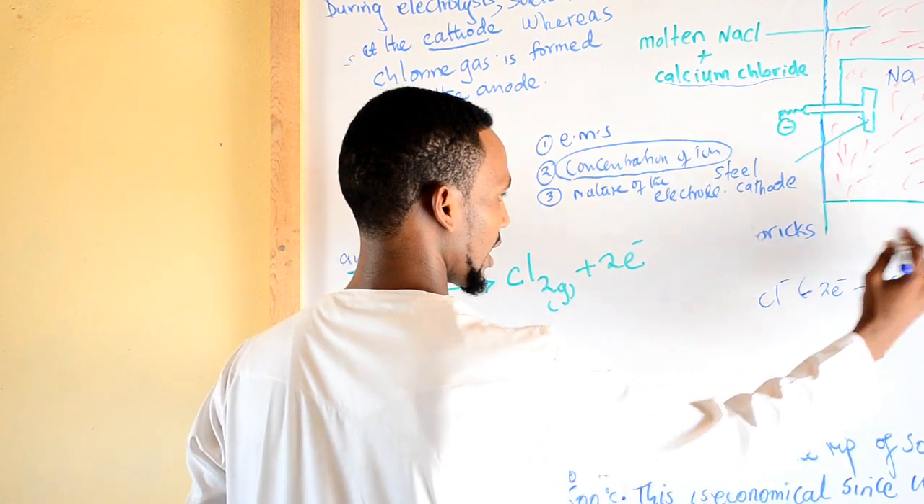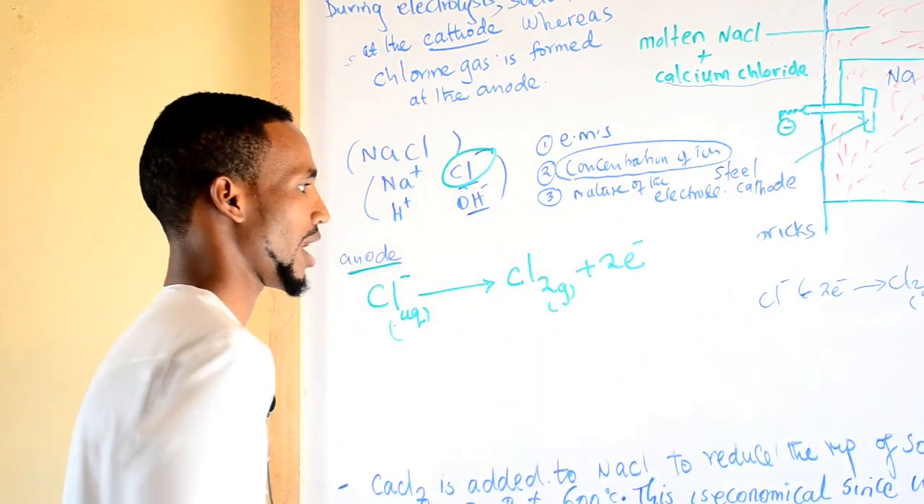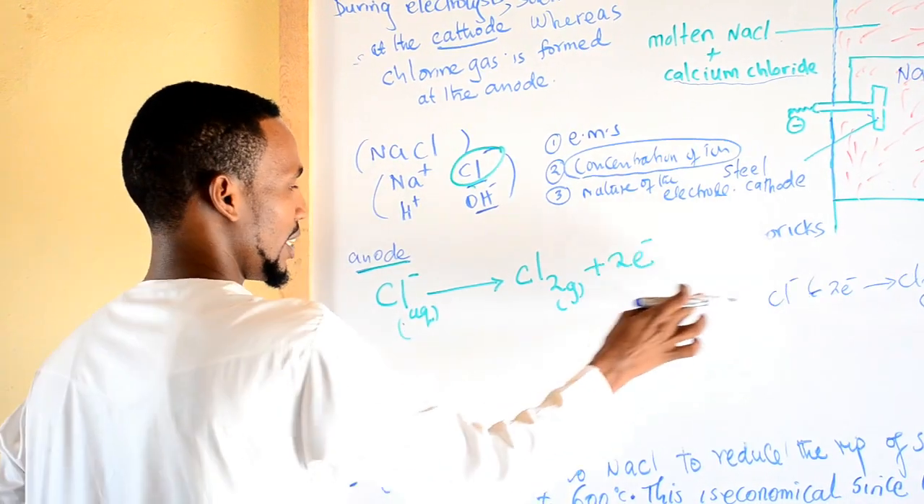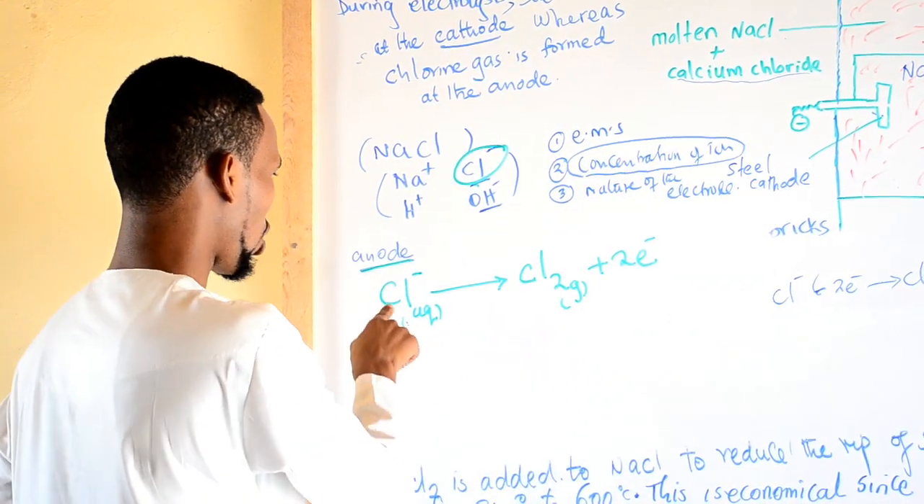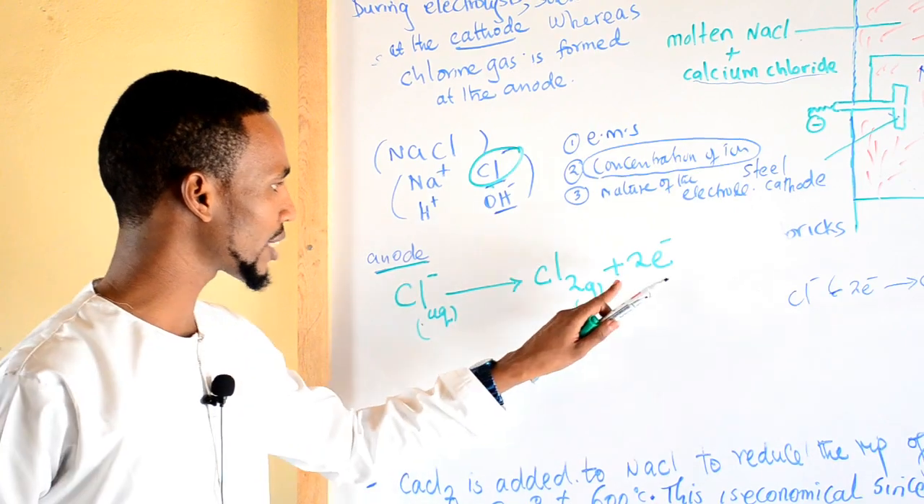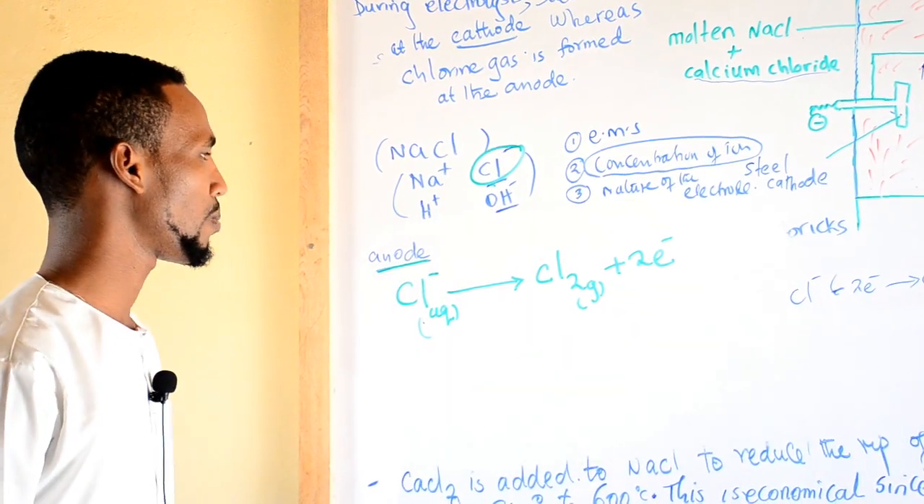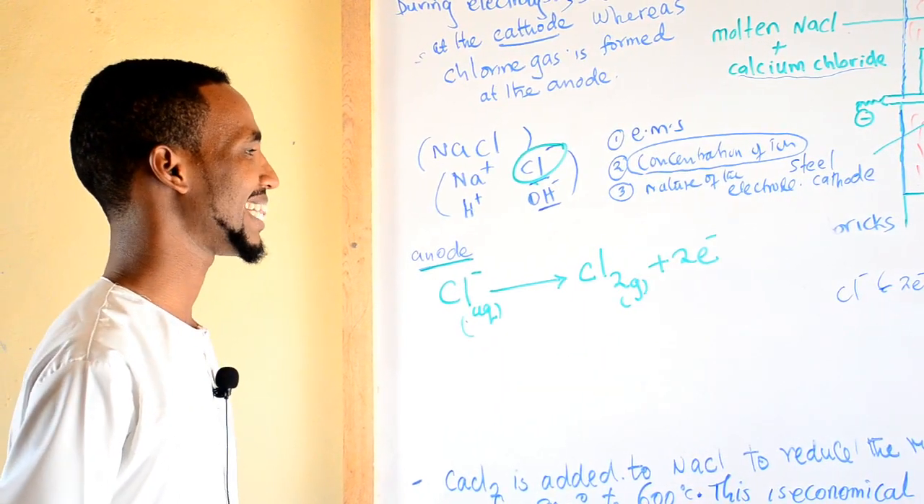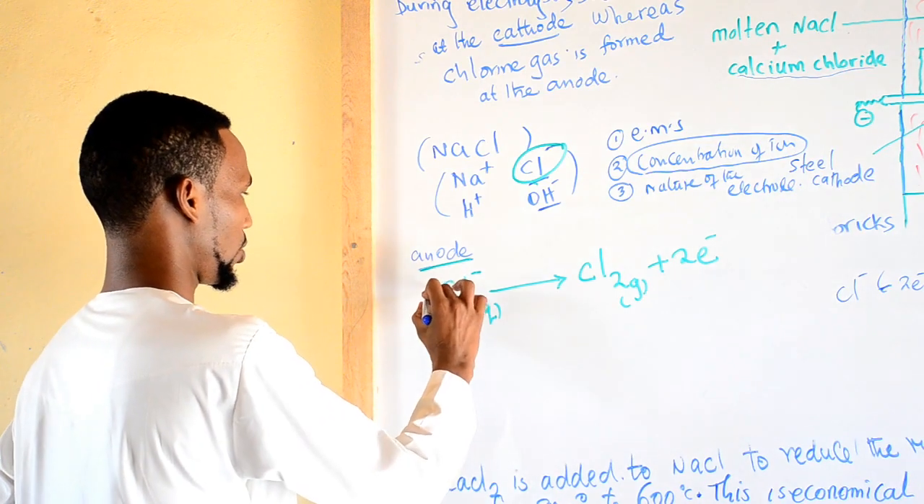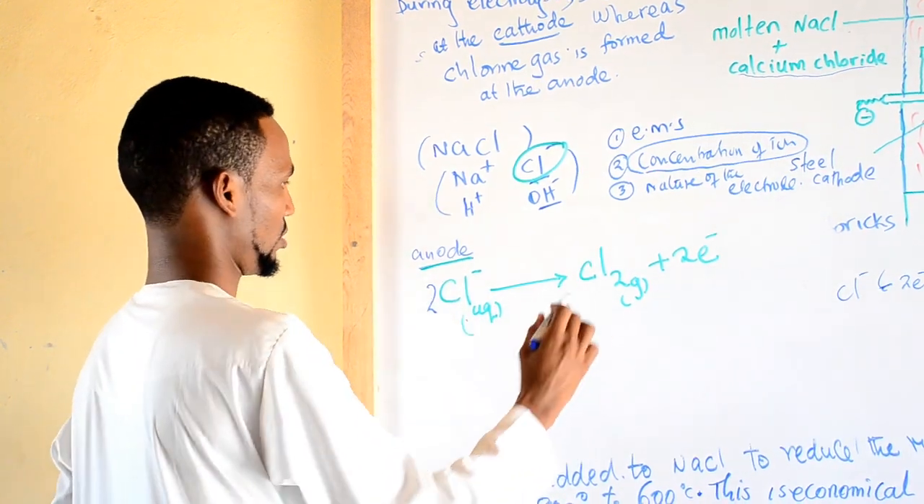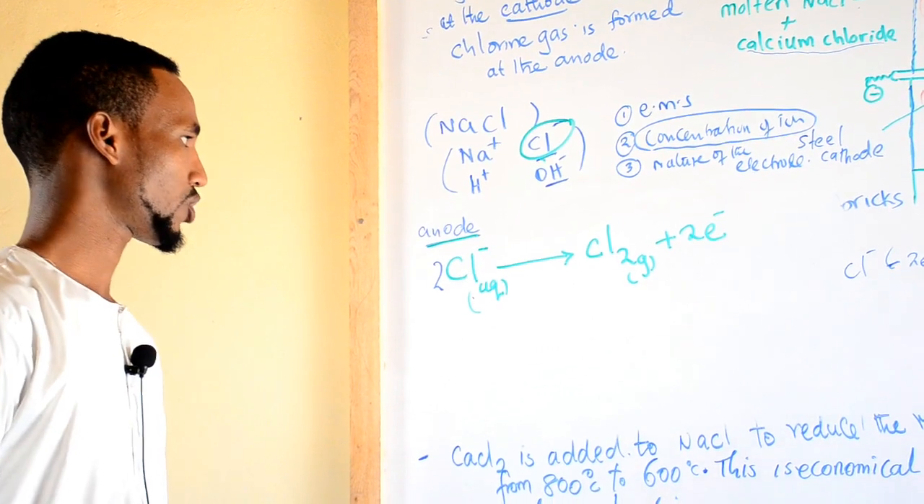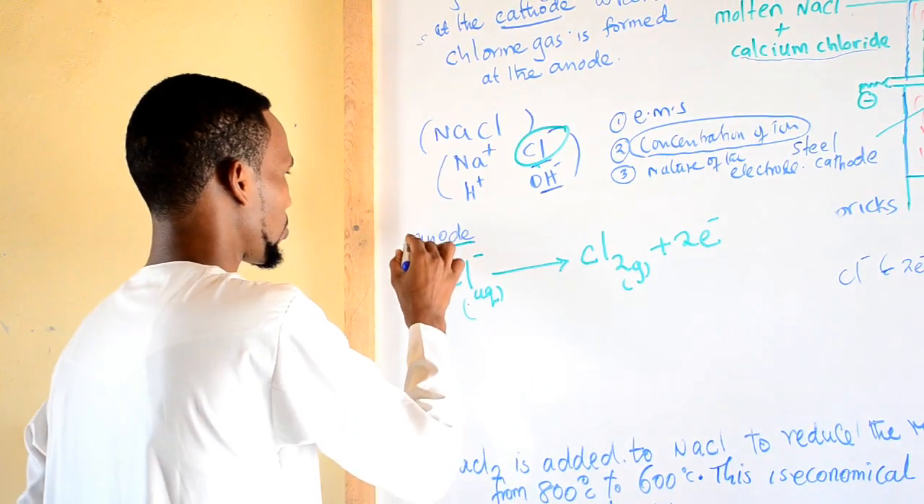But when you take this negative to the other side, now this is where we have the plus, so we don't write negative here. It is supposed to be chloride ion losing 2 electrons and then forming chlorine gas at the anode. And then when you balance this equation, here we have 2, yes, that is it. So this is the most important asked question, yeah?